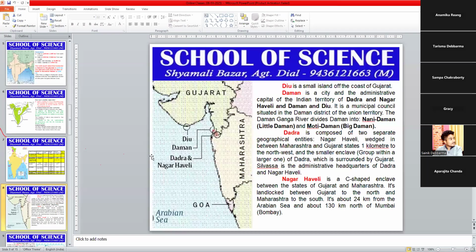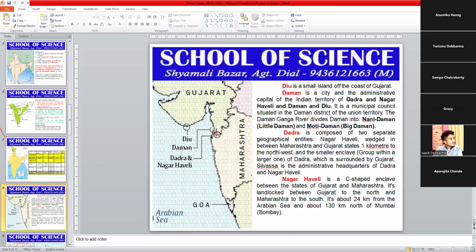Now these are the positions of, as I said, all been incorporated to form one union territory: Diu, Daman, Dadra and Nagar Haveli. Please take a screenshot of this. Of course, I'll be sending this to you in the WhatsApp group. Diu is a small island off the coast of Gujarat. Daman is a city and the administrative capital of the Indian territory of Dadra and Nagar Haveli and Daman and Diu. It is a municipal council situated in the Daman district of the Union Territory. The Daman Ganga River divides Daman into Nani Daman, Little Daman, and Moti Daman, that is the Big Daman.